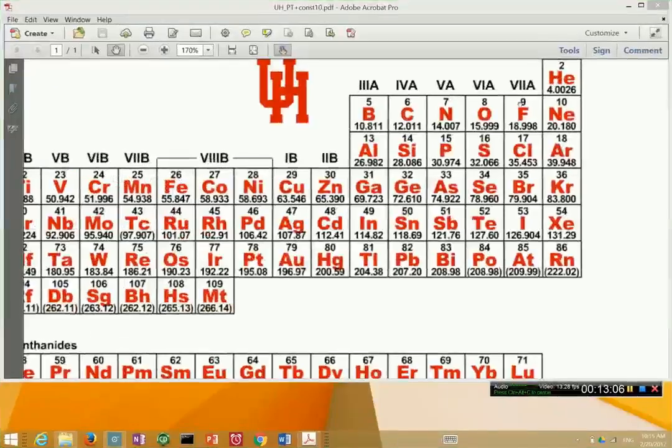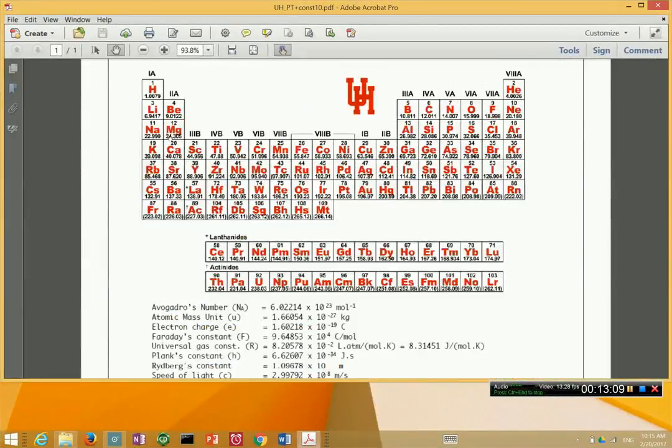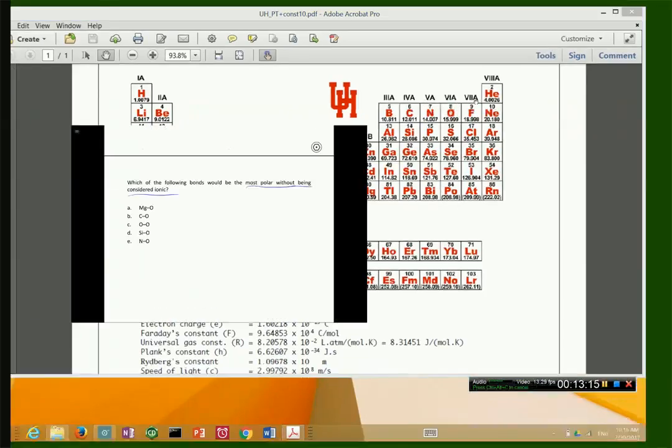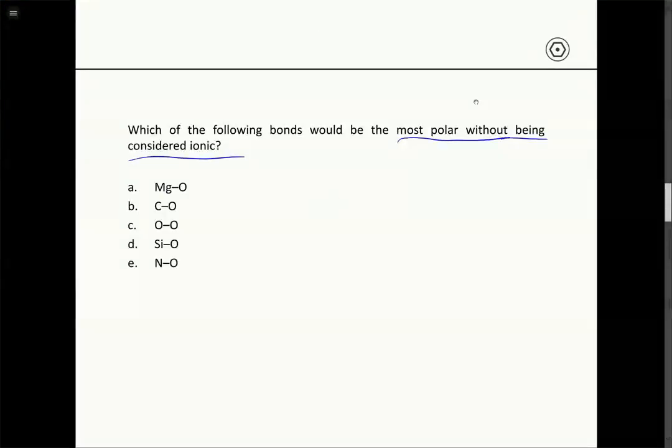Alright, and so if we look at these choices here, magnesium over here, number 12, Mg, is going to be a metal. So when that's bonded to oxygen, that's going to be considered an ionic bond. So this would be the most polar bond, but we're looking for the most polar covalent bond in this case, so we can eliminate choice A. We're looking for the most polar without being considered ionic.